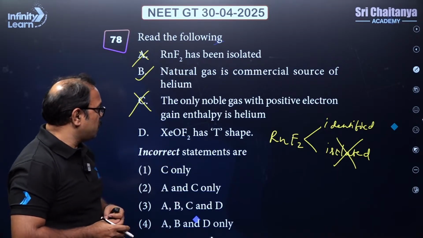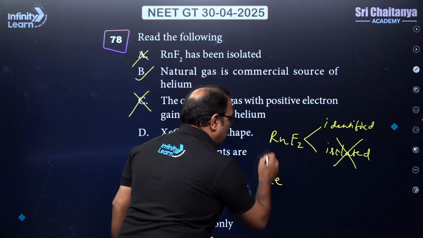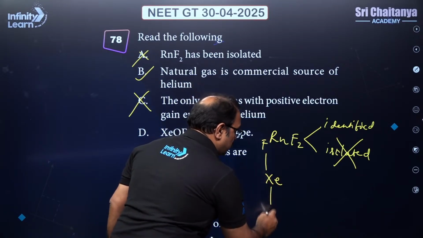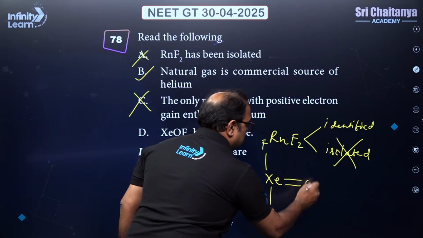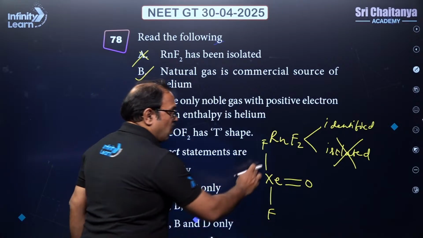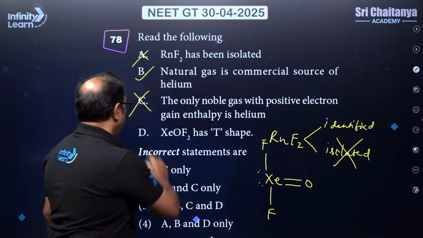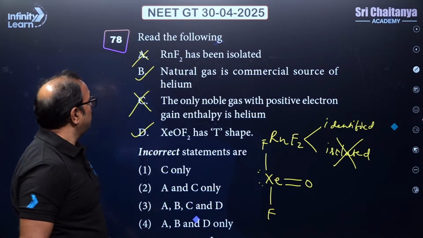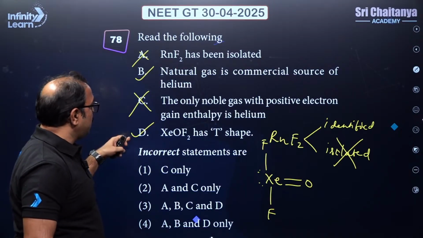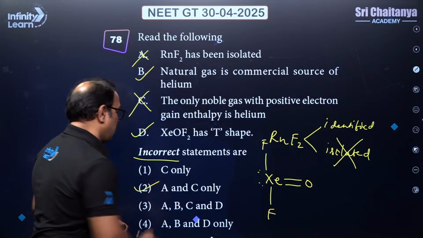Coming to xenon oxydifluoride has T-shaped. Now we have this condition, xenon, if you write the structure, it is an 8th group element. It has 8 electrons, 4 are involved in bonding, 2 are present like this. So it is having perfectly T shape. So B and D are correct statements, but this question is asking incorrect statements, so which are A and C.